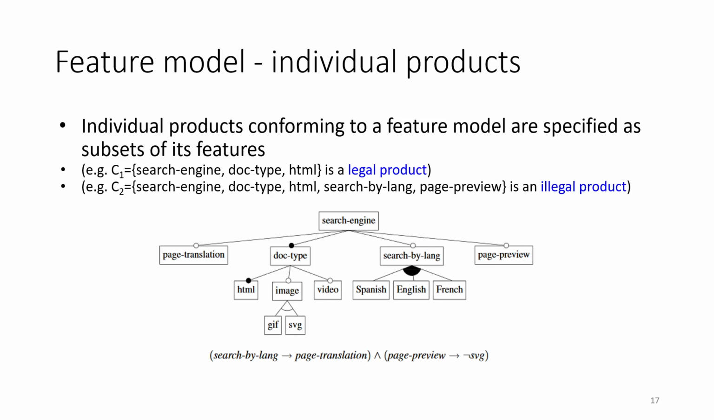Another one, which is an illegal product: if we have the search by language, but we didn't pick any of the languages, then that is not a legal product, because now if we include this, we need to include at least one of its children. Okay.